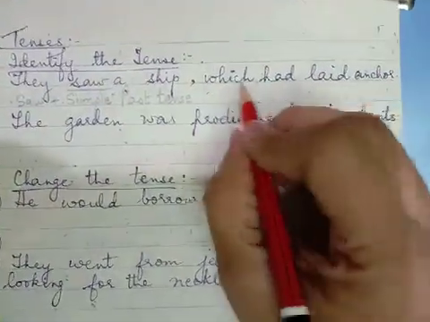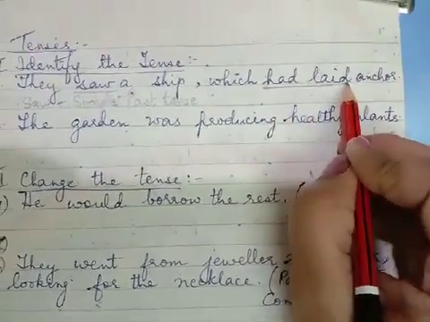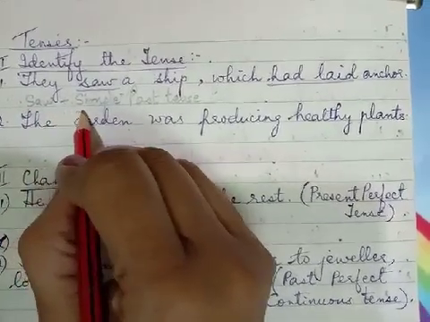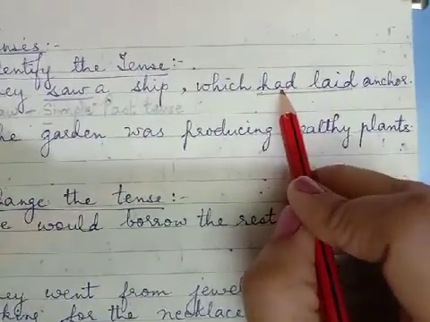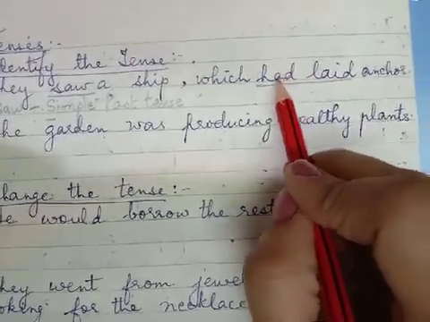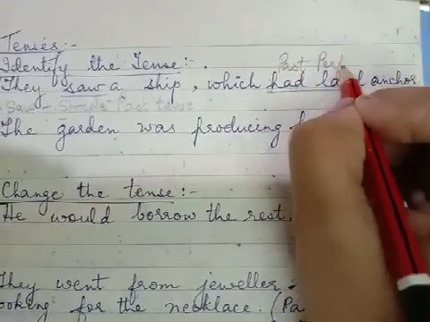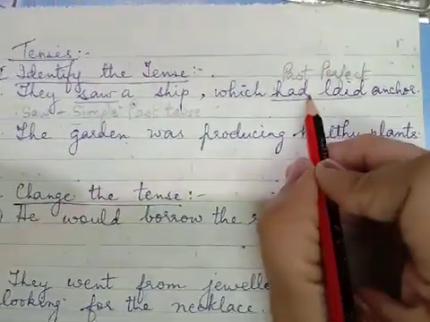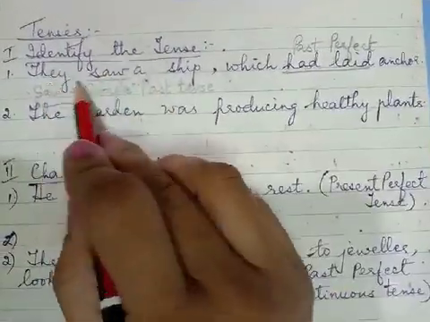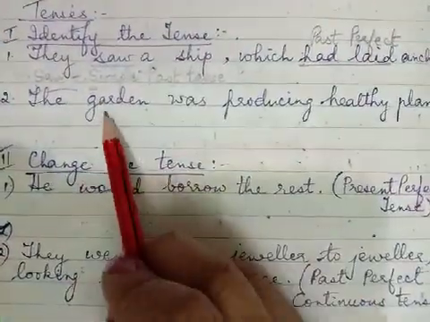Then you will look at the second part of the sentence, which had laid anchor. If you can see, had laid. So again below this you will write had laid. Had laid, dash. Now had laid will be, had indicates past and laid also indicates action completed in the past. So this will be the past perfect tense. So you're going to pick this verb, write it down here and write past perfect tense. So in this first sentence you can see there are two verbs, so you'll pick out both the verbs and write the type of tense.